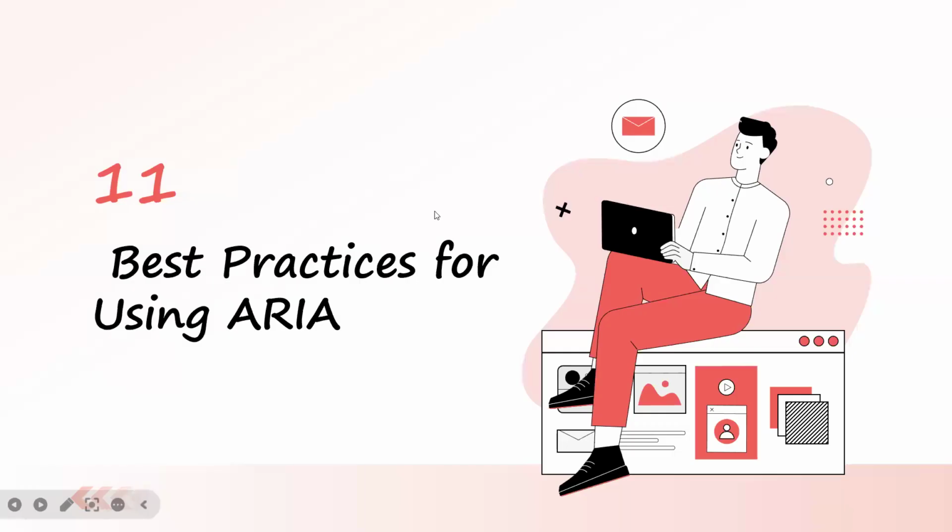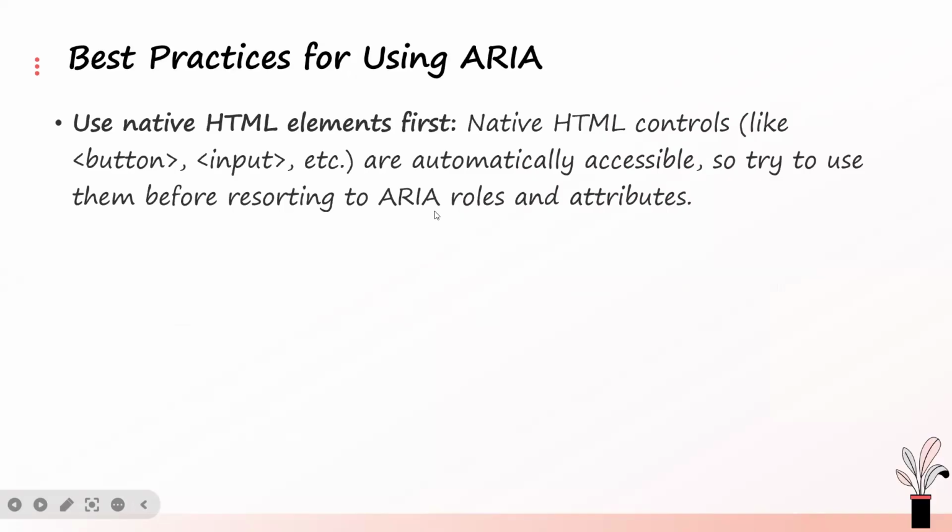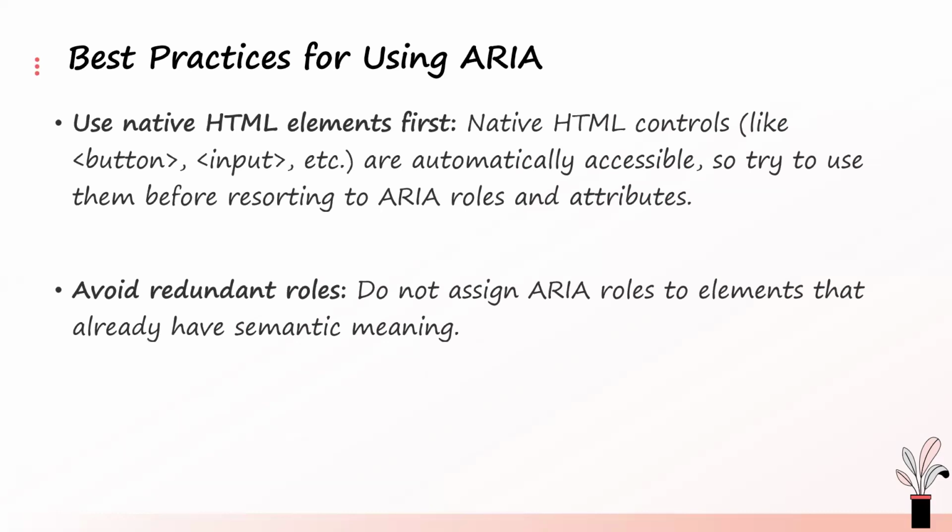So best practices for using ARIA. Use native HTML elements first. Instead of saying div role equal to button, use a button that is meant for clickable things. Native HTML controls like button and input are automatically accessible. So when you use HTML elements, you don't need to add any other ARIA attributes or roles to them. Try to use them before resorting to ARIA roles and attributes. Avoid redundant roles. Do not assign ARIA roles to elements that already have semantic meaning. The button element has a semantic meaning. There's no need to add role equals button. Do you understand? So it's redundant.